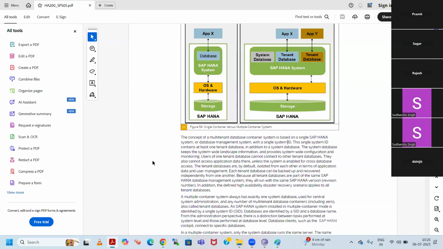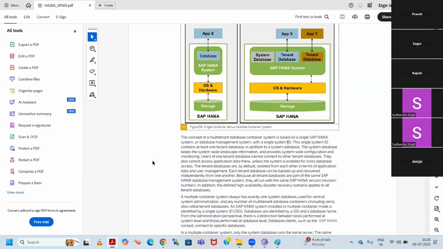So it is basically saying that there will be one system ID. Suppose it's a production system, it's an ECP. So multi-container database means the tenant DBs with a single system only.